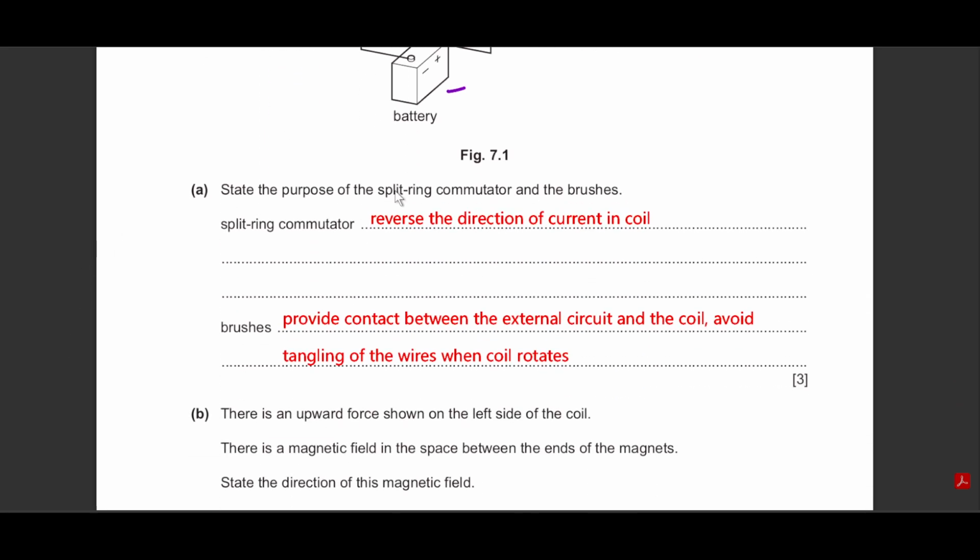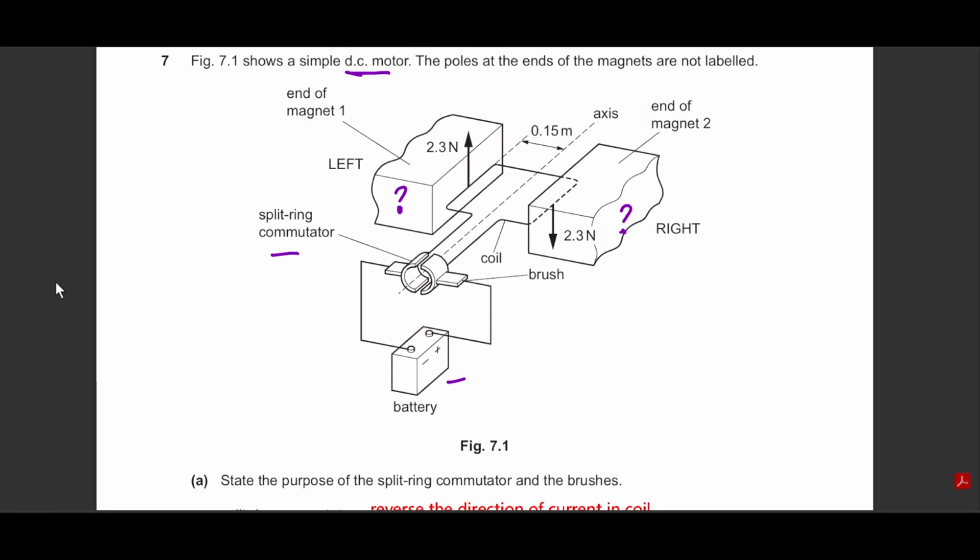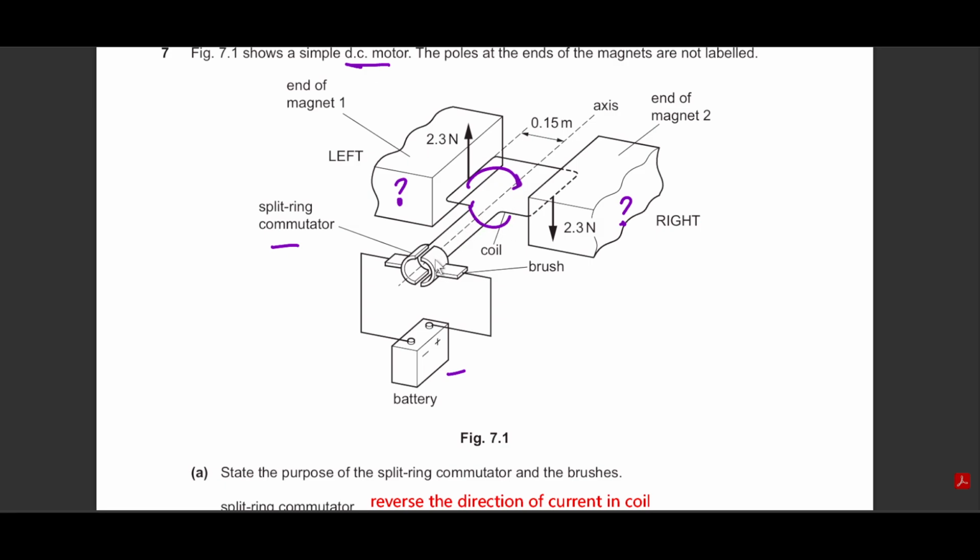Let's move on. It says, state the purpose of the split ring commutator. They reverse the direction of the current in the coil, because when it takes a complete rotation, these points of contact go there and these points of contact come here.